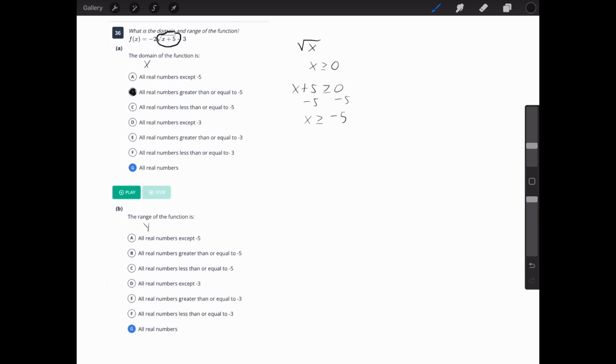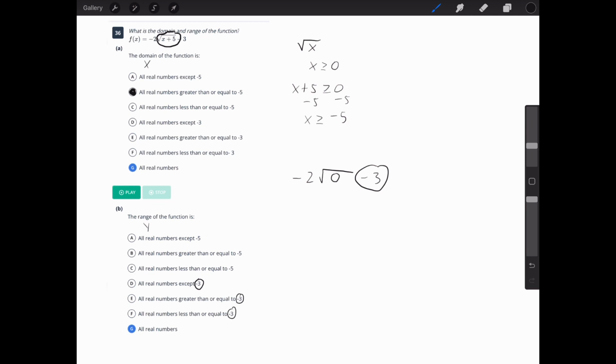I have negative 2. And here, let's say I put 0 here. What would be my end point? It has to be at negative 3. So we can narrow down our answers to the ones that reference negative 3.